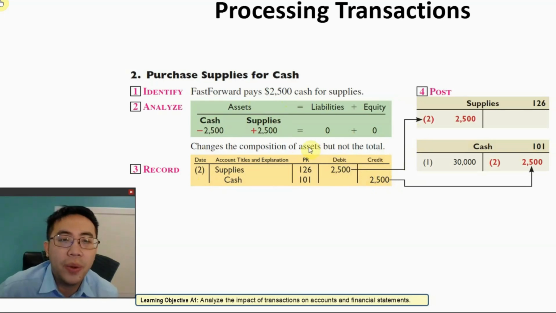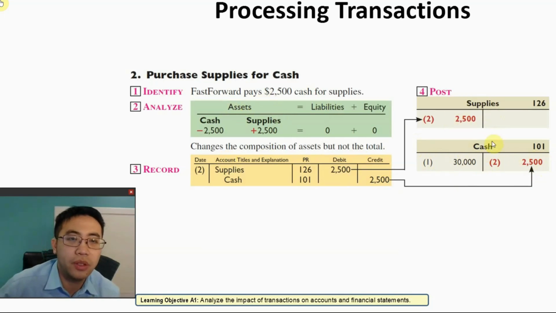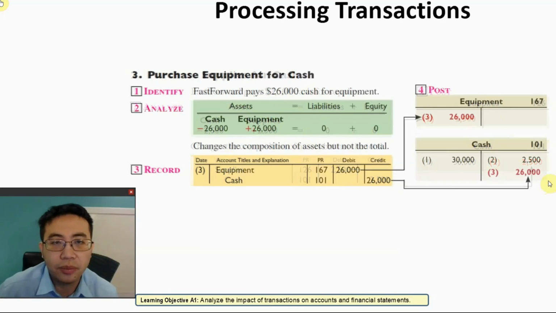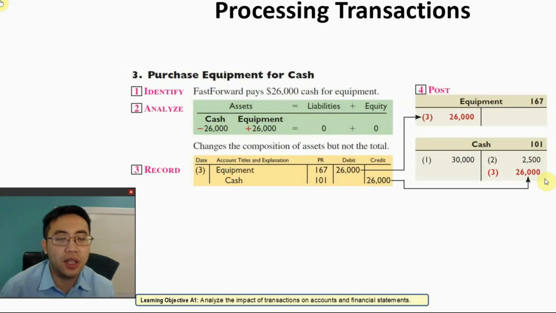And then you put the supplies in the general ledger, and you see supplies got a debit of 2,500, and cash this time got two items. One is from the first activity, the second is from this activity, the new one. So that basically makes your cash reduced by 2,500, that's a credit being recorded here. So those are the 4 steps you need to take for each transaction. And then we move down to the next one.